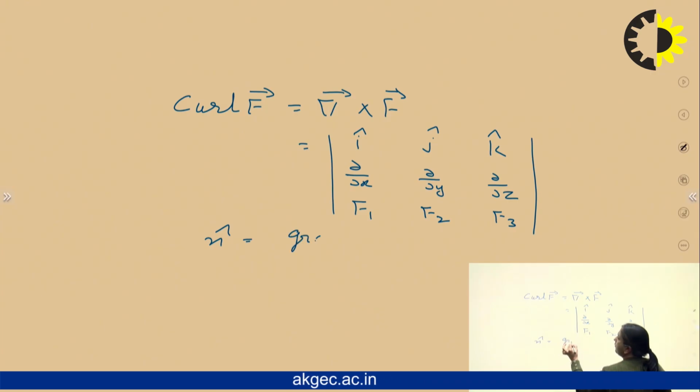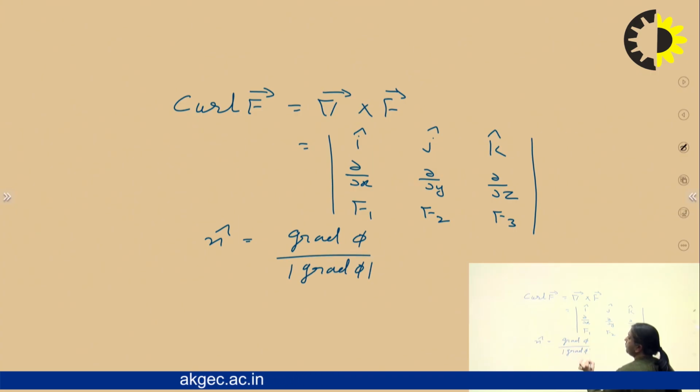The formula of n cap is gradient of phi divided by modulus of gradient of phi. N cap is gradient of phi divided by mod of gradient phi, where phi is the equation of the surface.